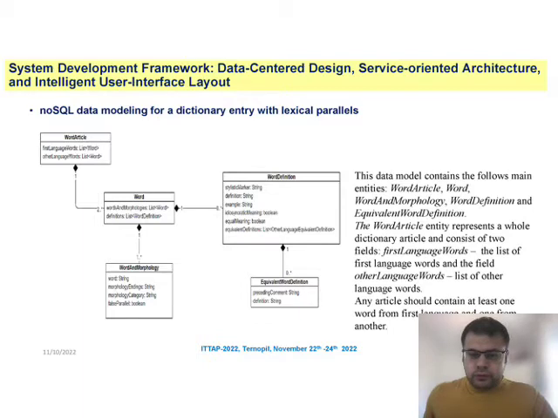definition. The word article entity represents the whole dictionary article and contains two fields: first language words, a list of first language words, and a field for other language words. Information about a word or words, when similarly spelled synonyms are provided, and the definition is represented by the word entity. Class word contains two fields: word and morphologies, representing a list of words and their morphology parts, and a field definition, a list of definitions for the current word.